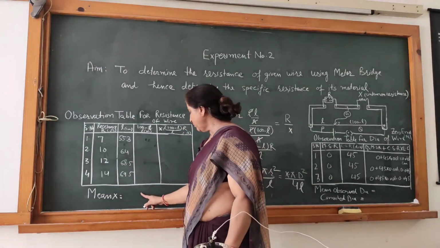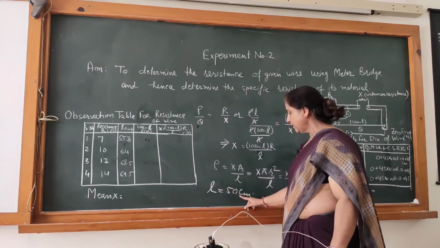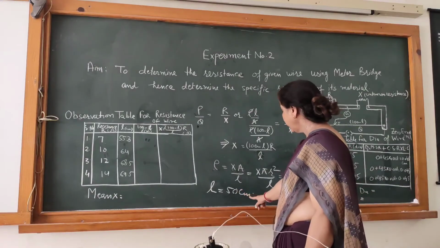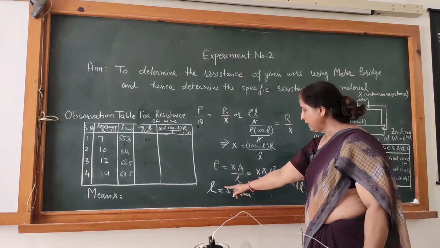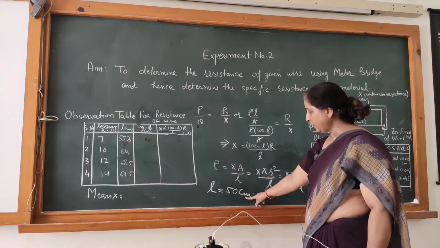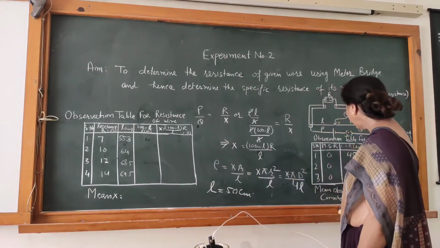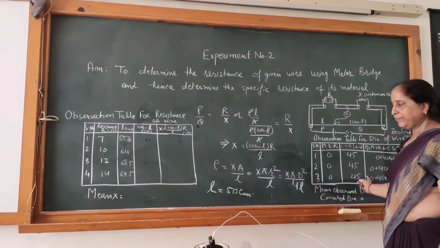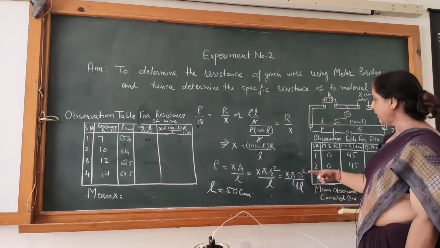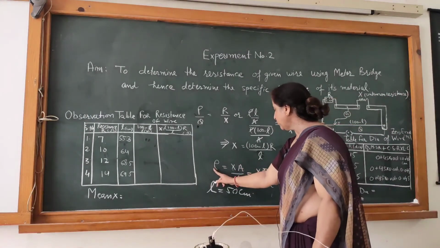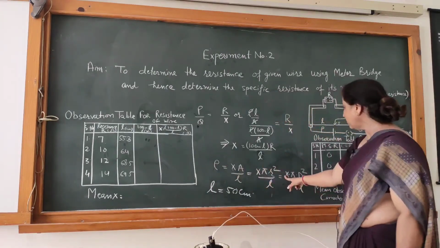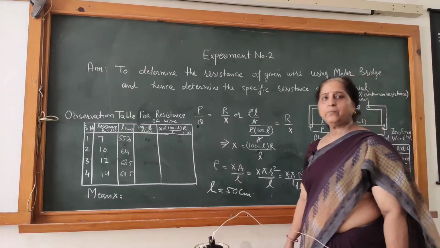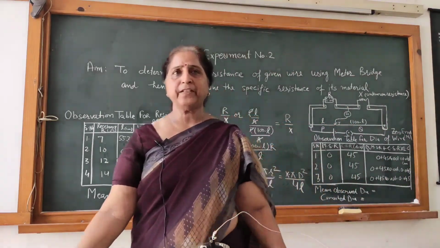With mean X known, the length is known by cutting the wire from the meter bridge. You can measure its length by a simple scale. Say it is 50 centimeter. The diameter you will find out with the help of a screw gauge. And if the diameter, length and X are known, then by using the formula rho is equal to X pi d square by 4L, you can determine the value of specific resistance.